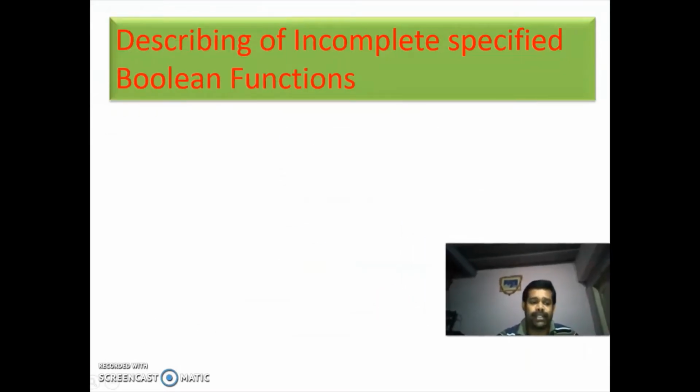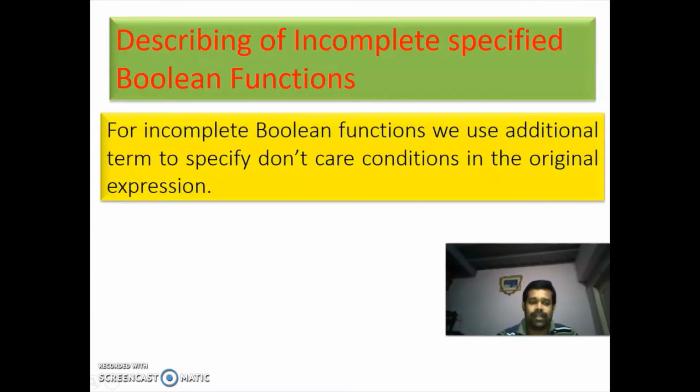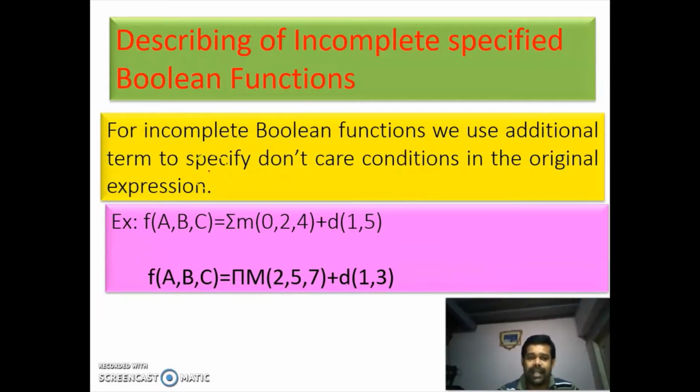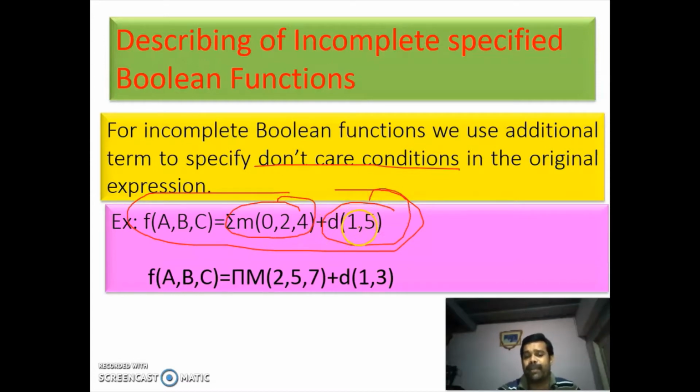So how to describe an incompletely specified Boolean function? For the incompletely specified Boolean function, we use an additional term to specify the don't care condition. So this is an expression. In this expression, it is having minterms and don't care. This d represents these input combinations 1 and 5. They never occur, and the output may be 0 or 1. So we are putting it as X.